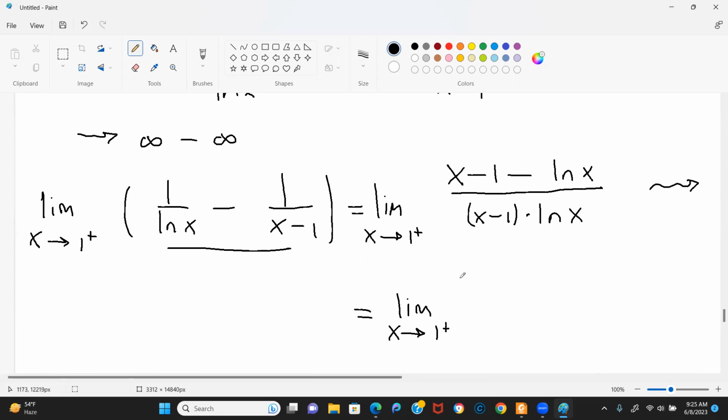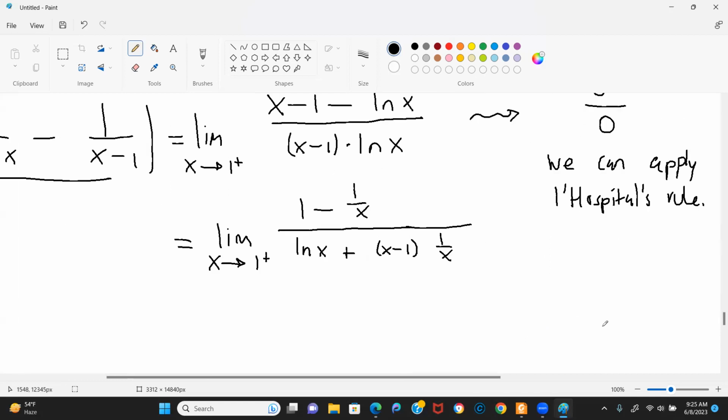In the numerator, we're going to get 1 minus 1 over x. In the denominator, we actually have to do the product rule, but that's not bad. The product rule says you take the derivative of the first term, which is going to be 1 times the second one, plus the first function times the derivative of the second function, which is 1 over x. And then maybe, let's see, what do we get?